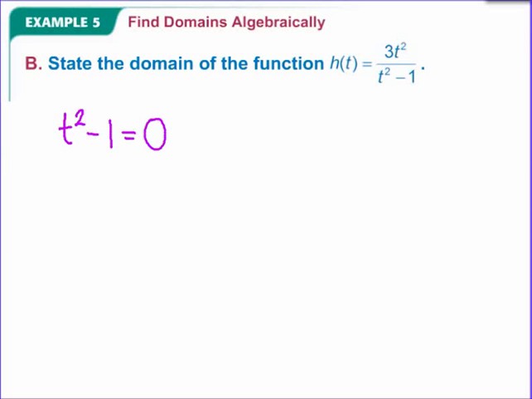What are you going to do? Add 1. So I get t squared equal to 1. What do you get now? Okay. Square root of 1, which is actually the plus or minus values of 1.